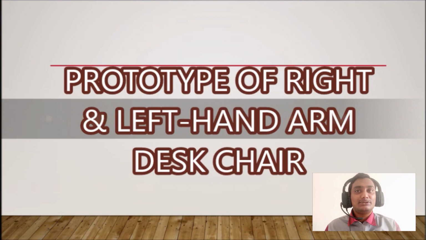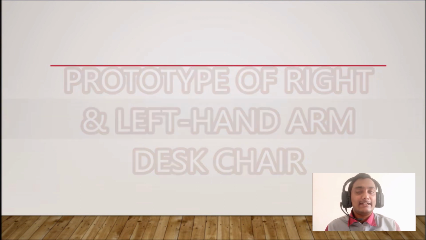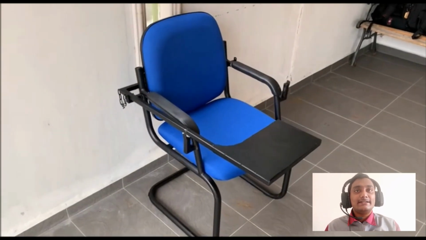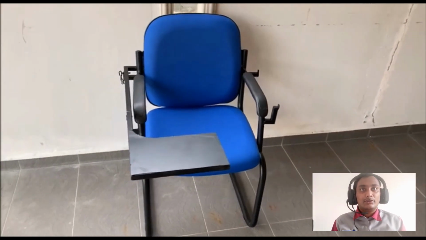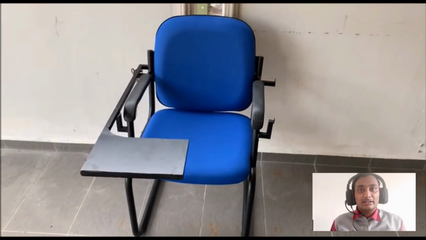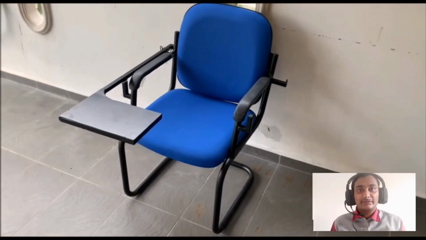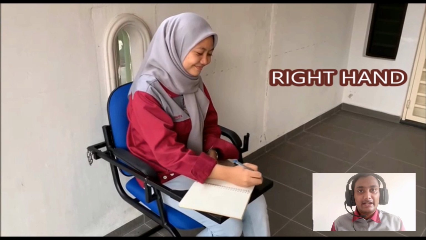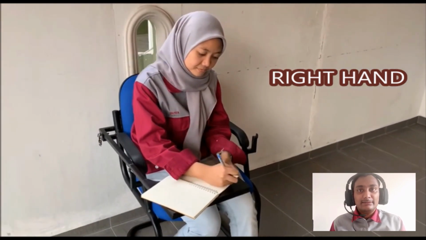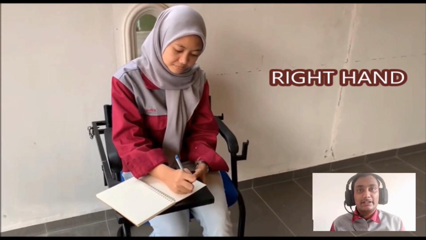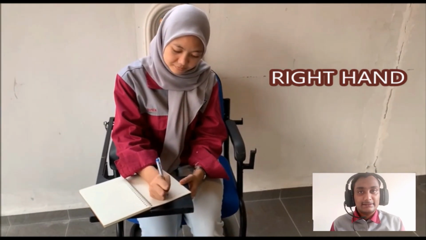And there is the prototype of the right and left-handed desk chair, which is innovated and designed by our group. So let's look at the fabricated prototype. Here is the fabricated chair, which is joined with the arm desk at the rotator at the back of the chair. The rotator helps the arm desk chair to rotate from right to left and vice versa.